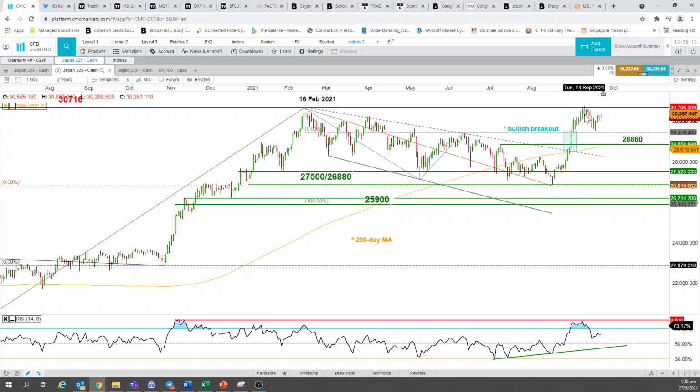After retesting the February high again on 14th of September, it started to consolidate. The pullback support will definitely be the 200-day moving average, as well as this previously formed expanding consolidation, now acting as a support, around 28,880.